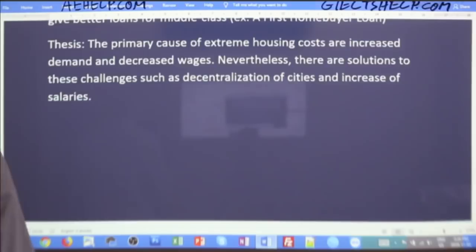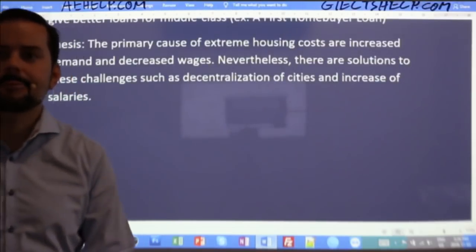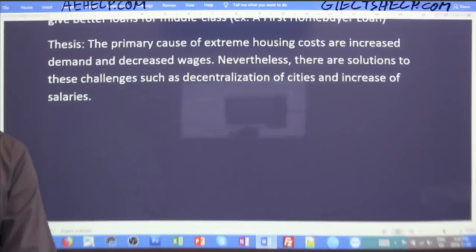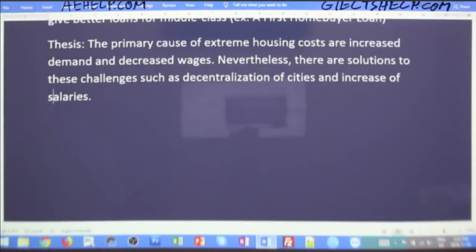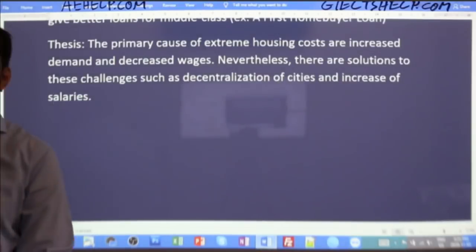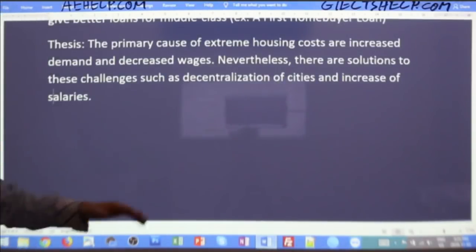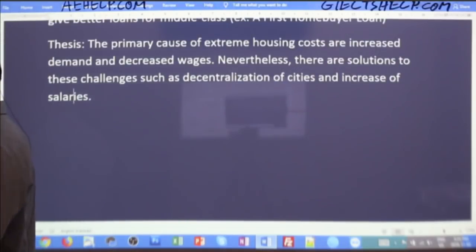Yes, Naveen, that could work as a solution, absolutely, to answer your previous question. So Naveen, you're saying the causes which are relevant to the increased prices are raised demand coupled with lower wages for the civilians. That's good. Okay, so that's the first part of your thesis. And then the second part of your thesis is the solutions. So now we can write an effective introductory paragraph.